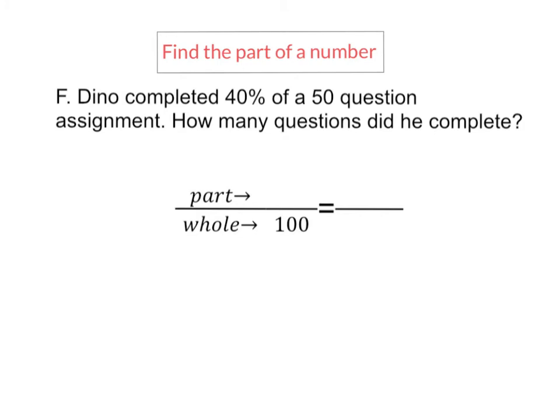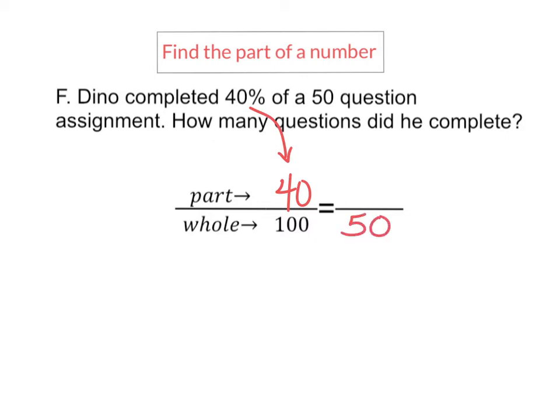Dino completed 40% of a 50-question assignment. How many questions did he complete? This time I'm going to use my proportional reasoning, so I'm going to put my 40 as my ratio to 100, 40 out of 100. He completed 40% of a 50-question assignment.